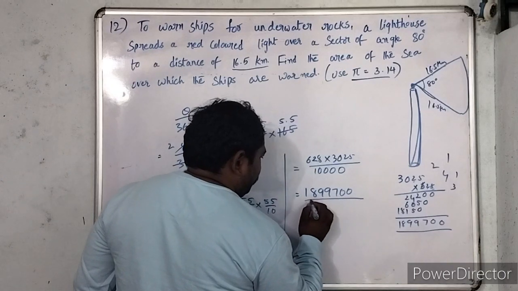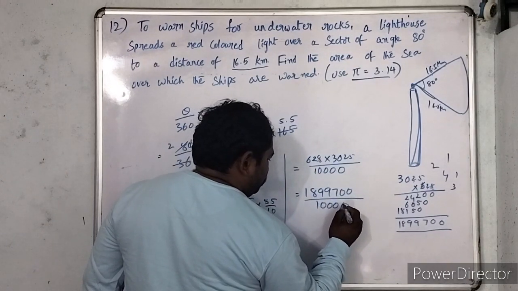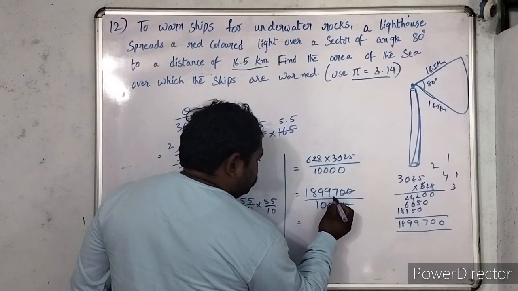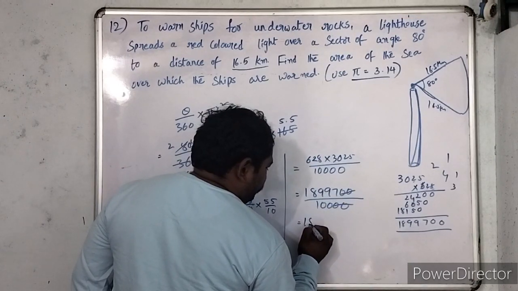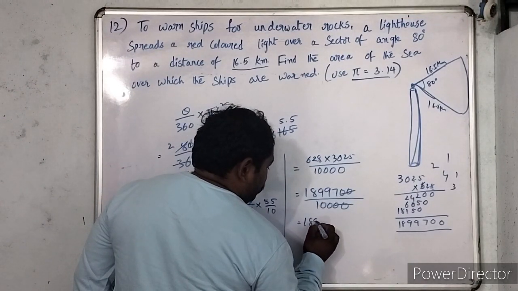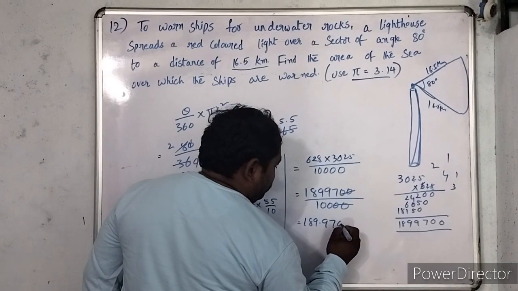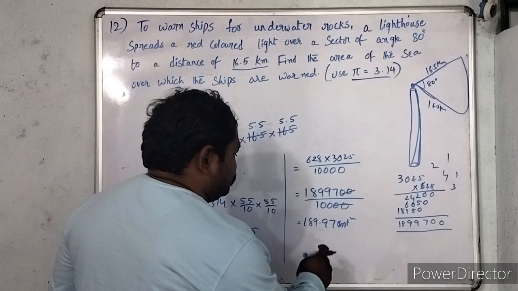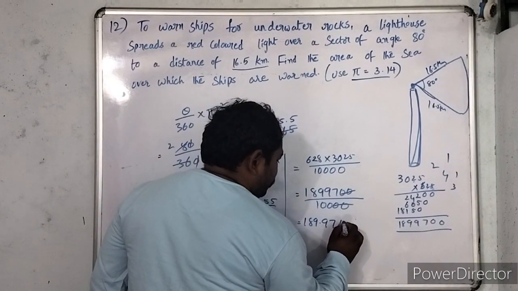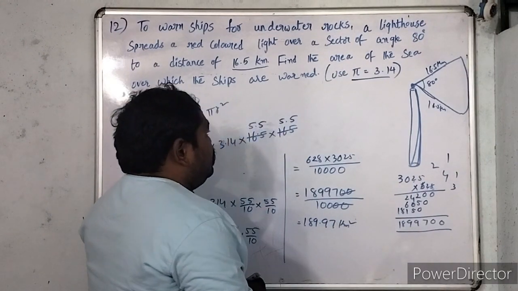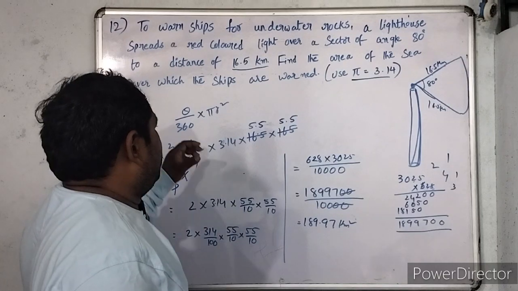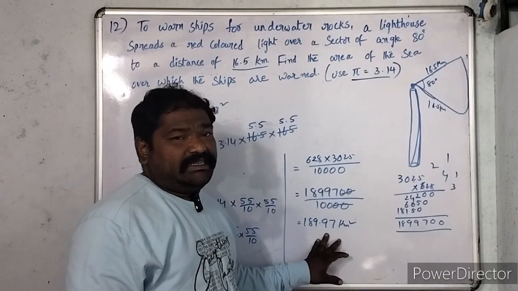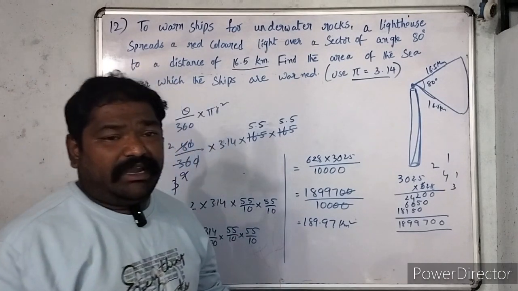1899700 divided by 10,000. 2 zeros get cancelled. We have denominator 2 zeros. Therefore, we have to put the decimal point after 2 places. 189.97 square. This is the total area, kilometer square. Sorry, they gave it in the form of kilometers. Okay. The area of the sea over which ships were warned is 189.97 kilometers square. Okay, thank you.